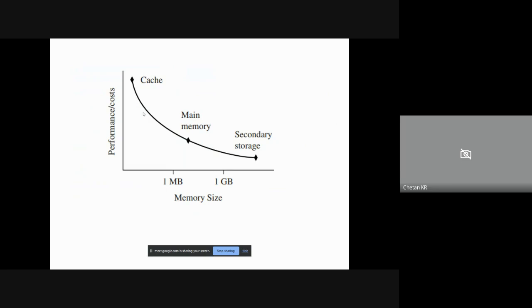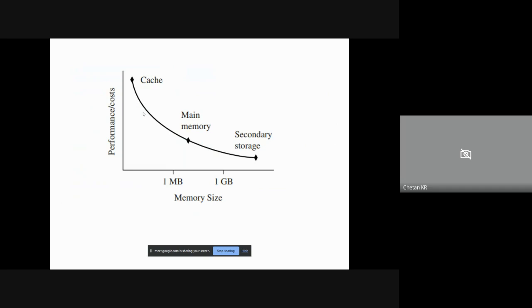See, the different types of memory, they have told, even in the class I have discussed. So we have registers, and then we have cache, main memory, and then secondary memory. Here registers are kept separate. So the other three types of memory we have are cache memory, main memory, and secondary storage.